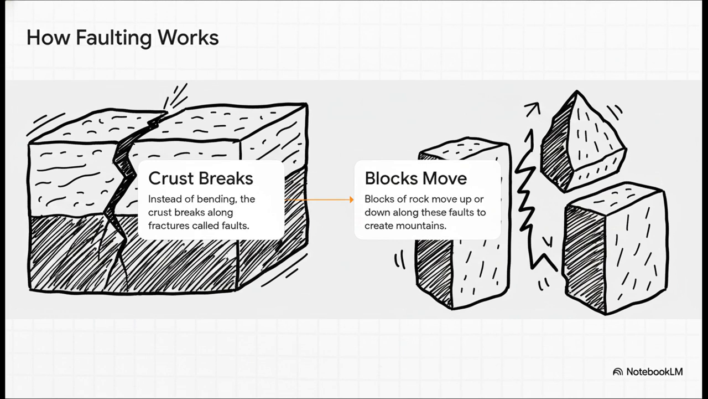And how this works is pretty straightforward. The pressure builds and builds until, finally, crack. The crust breaks. And then huge blocks of rock get shoved upwards, while other blocks drop down along these faults. It's this dramatic up and down movement that creates these really distinct, steep-sided mountains we call block mountains.